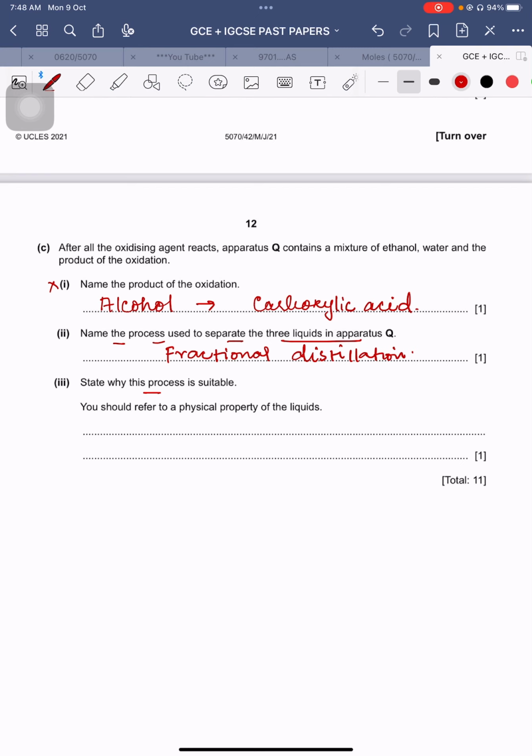State why this process is suitable. You should refer to the physical property of the liquids, the same physical property which I have just mentioned. So here you should say fractional distillation is giving 100% separation to those substances which have close boiling point values. So here the examiner is asking you to mention the physical property. Be aware of this fact.